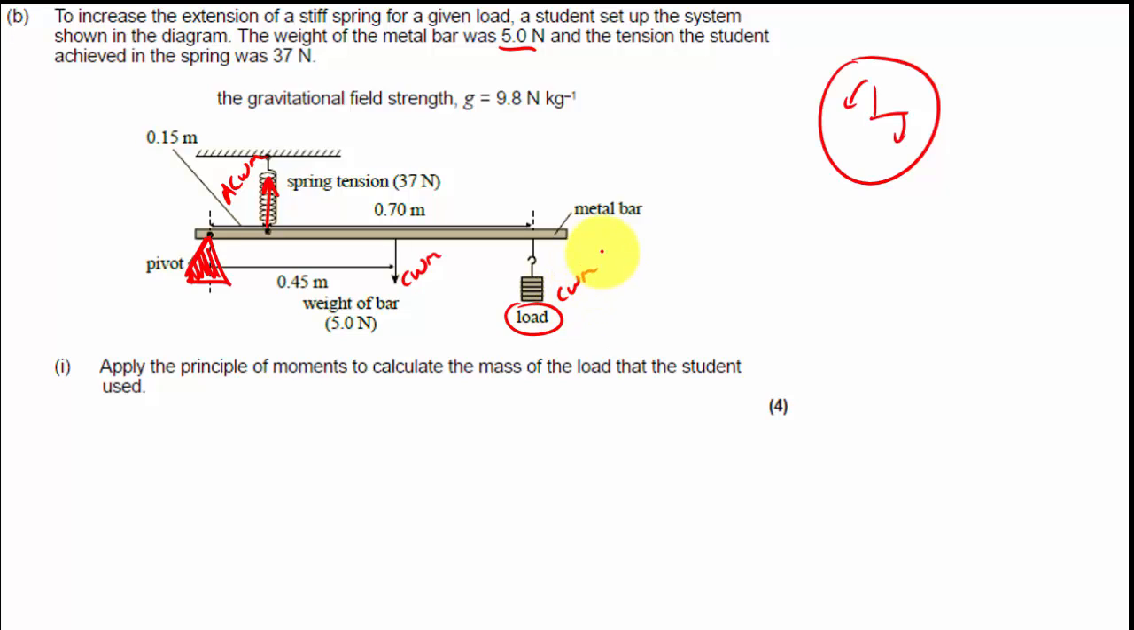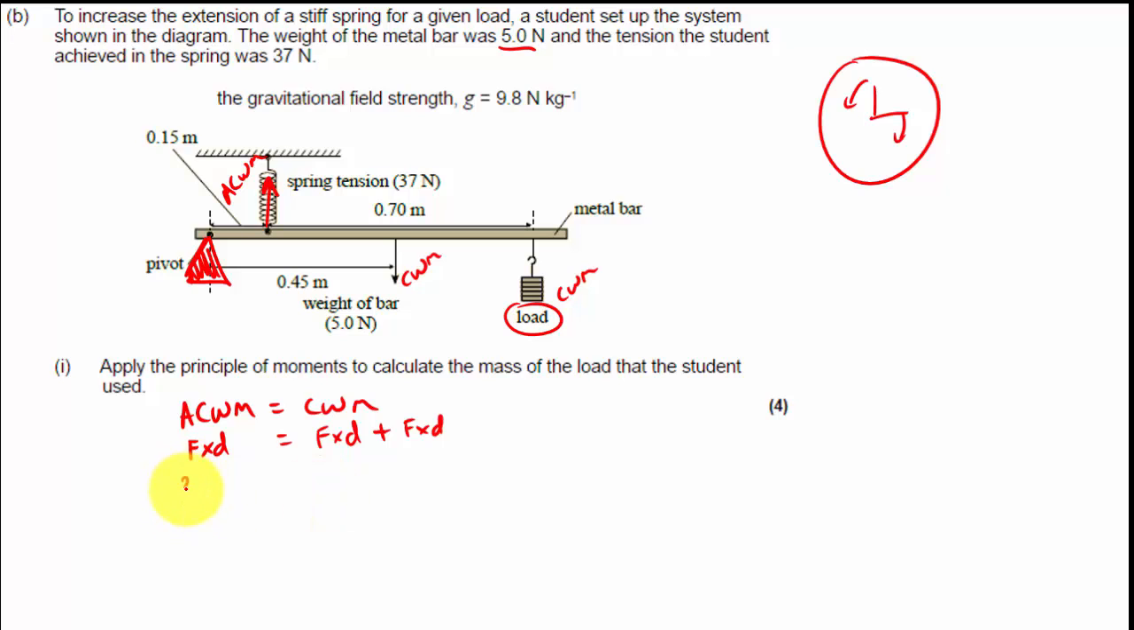If we think about the definition we've just written down, the sum of the anti-clockwise moments should be equal to the sum of the clockwise moments. Let's write down that first step then. Anti-clockwise moments should equal clockwise moments. We've got one anti-clockwise moment, which is force times distance. I'll put that line in as well. Force times distance should be equal to the sum of the two clockwise moments: force times distance plus force times distance.